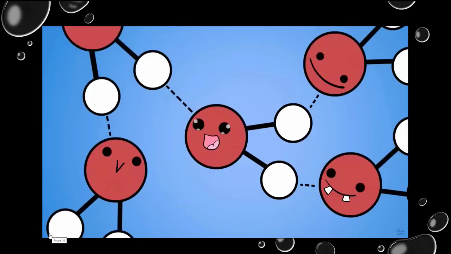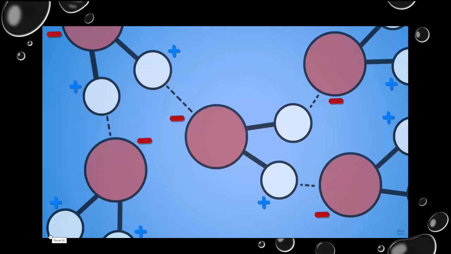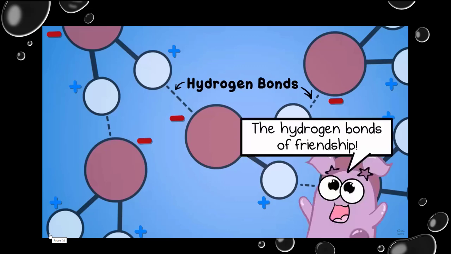Well, that means that other water molecules have an easy time bonding together. Why? Because the hydrogen of one water molecule with its slightly positive charge can bond to another water molecule's oxygen with that slightly negative charge. These bonds among the water molecules are hydrogen bonds, and these are the very bonds that allow water to have many of the properties that we're about to talk about.